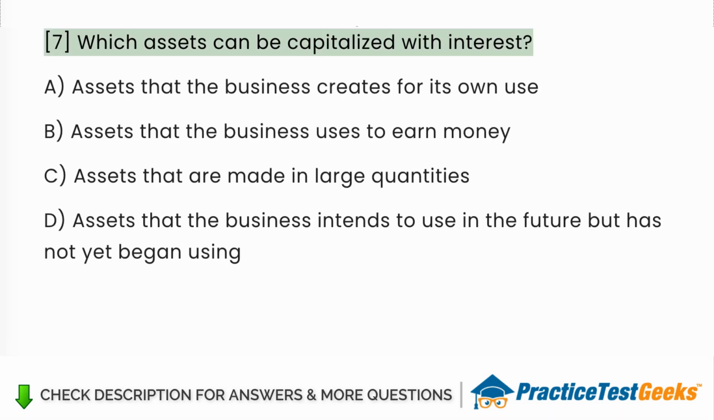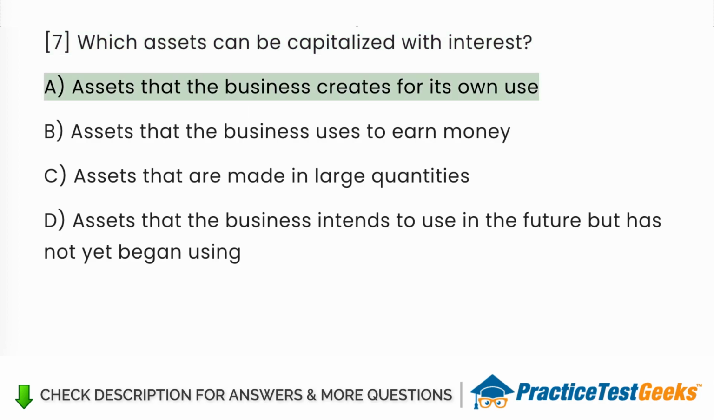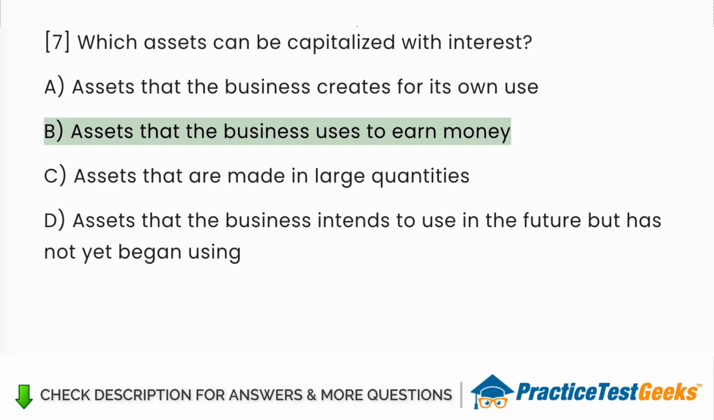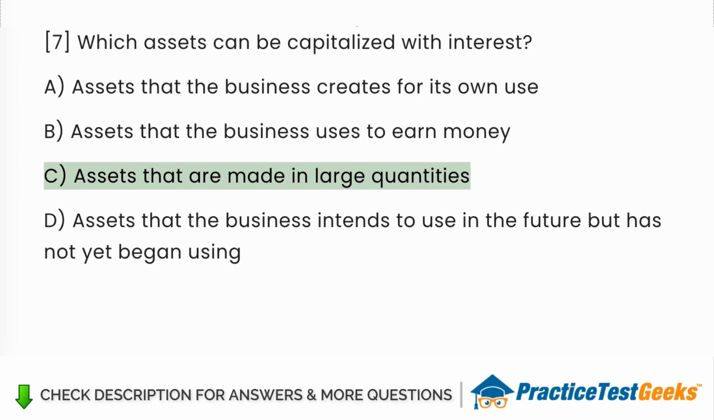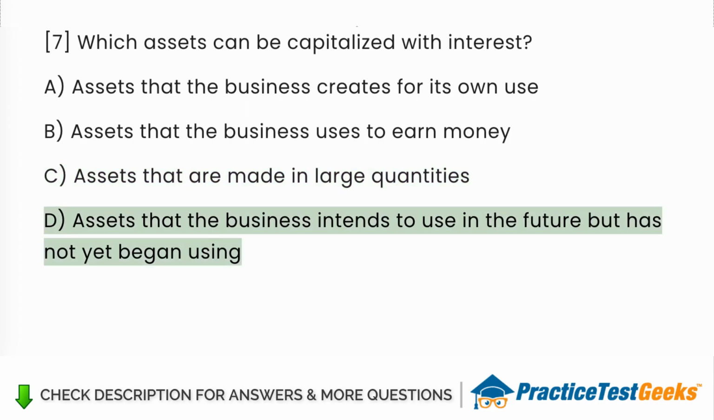Which assets can be capitalized with interest? A. Assets that the business creates for its own use. B. Assets that the business uses to earn money. C. Assets that are made in large quantities. D. Assets that the business intends to use in the future but has not yet begun using.